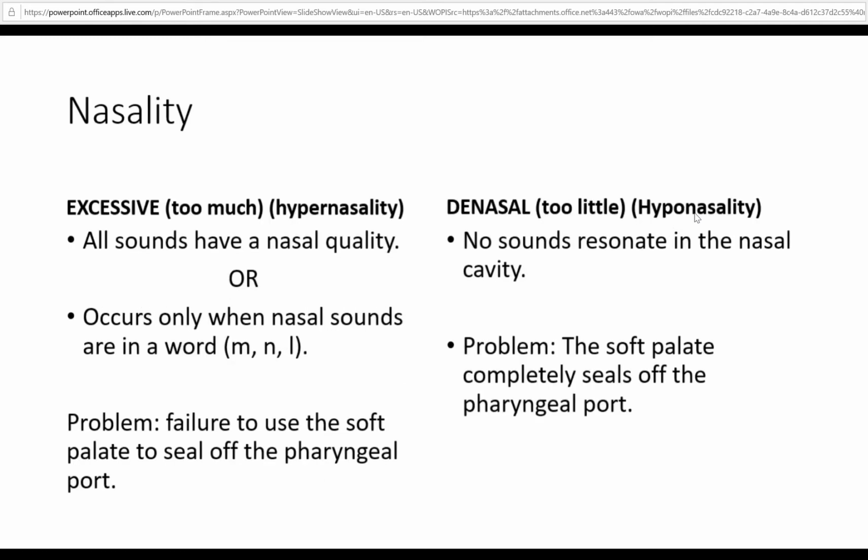Okay, so we're going to move on to the topic of nasality. So there are a couple different terms to express if a person has too much nasality or too little nasality. The textbook uses the words excessive and denasal. And so I would like to put in hypernasality and hyponasality.